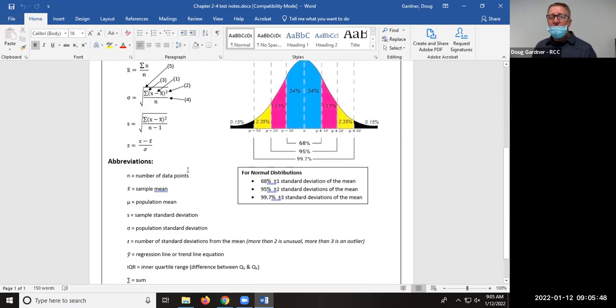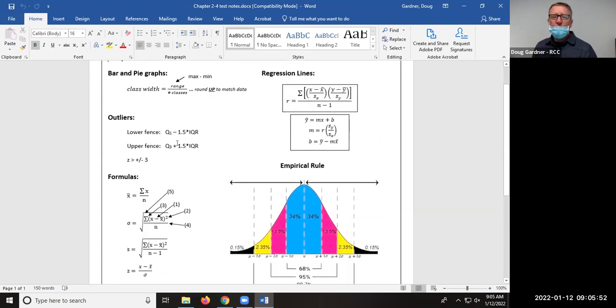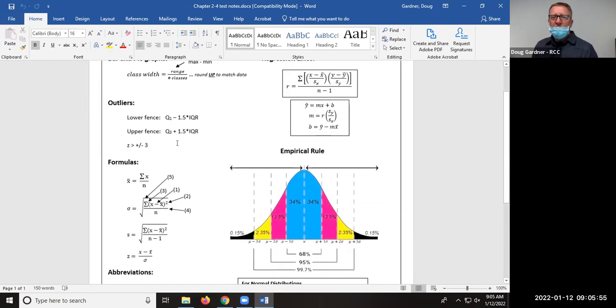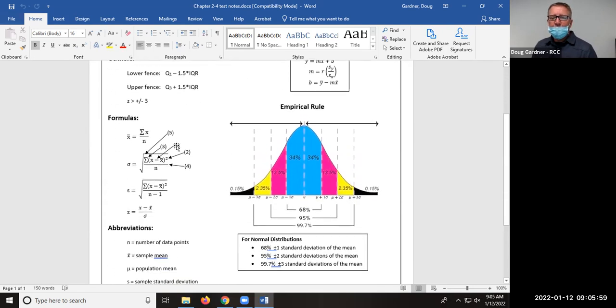Now, of course, there's a bunch of other stuff on this page that we haven't talked about yet, right? That's coming. We'll get to that a little bit later. But this will be everything that you need to know for the next test.